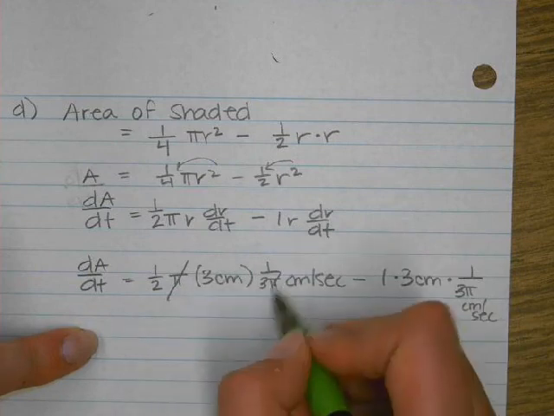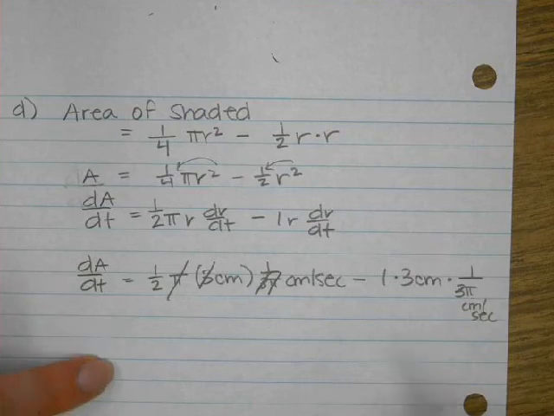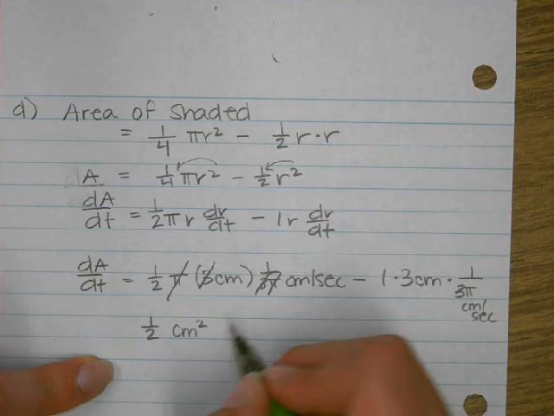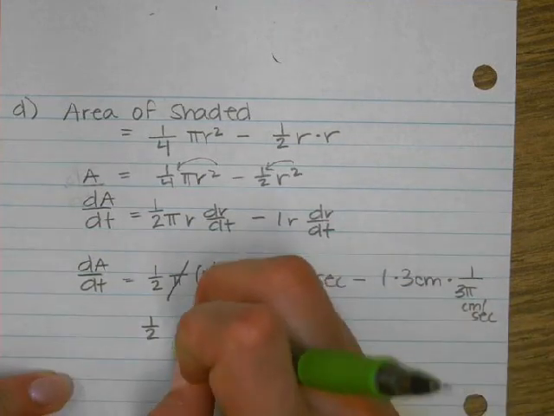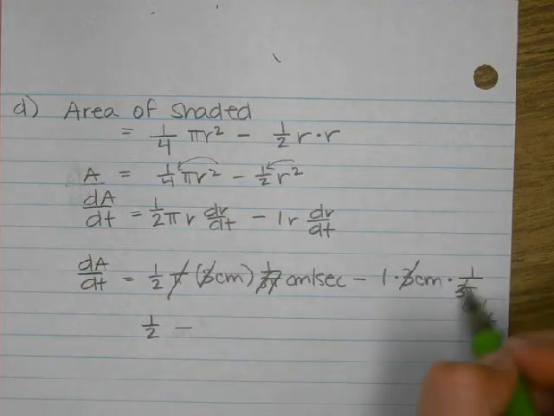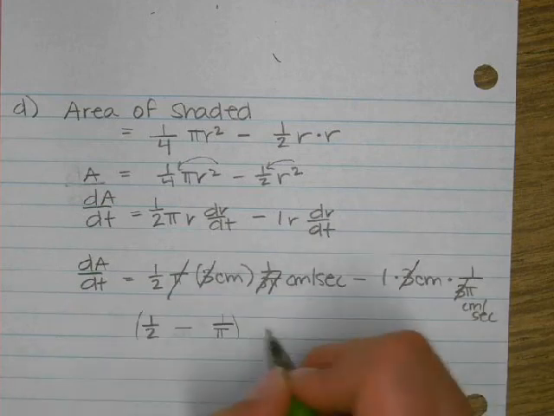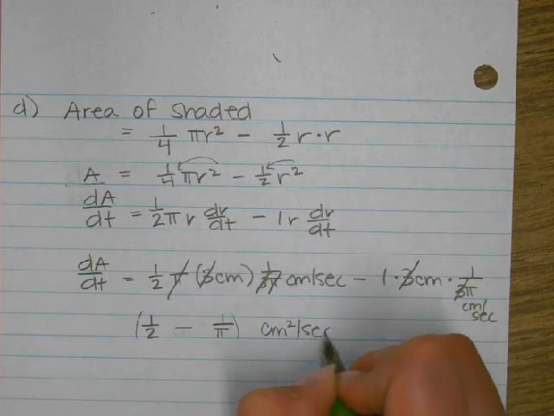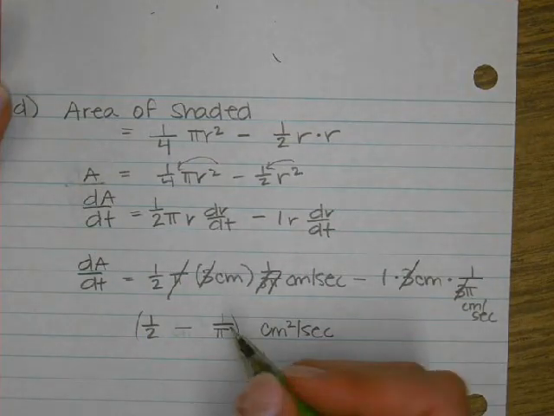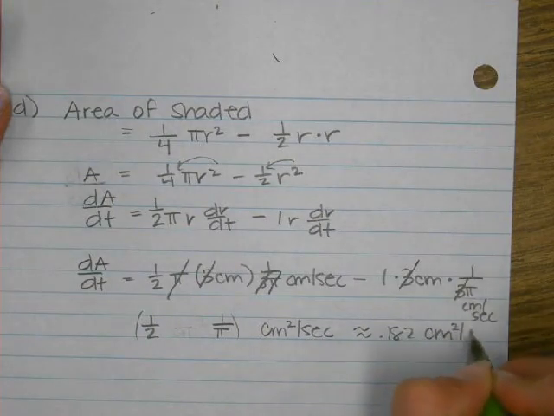So pi and the pi cancels, 3 and the 3 cancels. So I've got 1/2 centimeters squared. Well, I guess I can use the units at the very end. So I've got 1/2 minus 3 and 3 cancel. So I've got minus 1/pi, and then the units on this is centimeters squared per second. And I can go ahead and plug that into my calculator, and I get 0.182 centimeters squared per second.